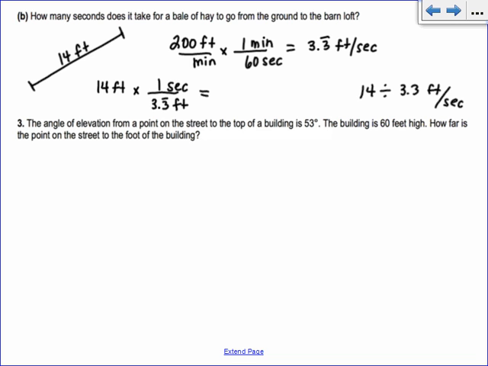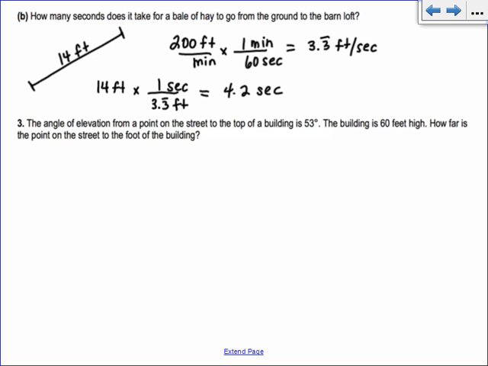Do you guys see how that's the same thing? Because you're multiplying by 1 second over 3.3 repeating feet. Okay, so yep, when we do that, 14 divided by our answer, we get 4.2. So it takes a total of 4.2 seconds.